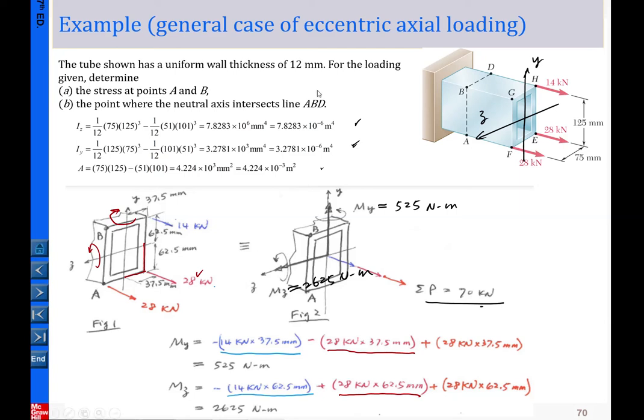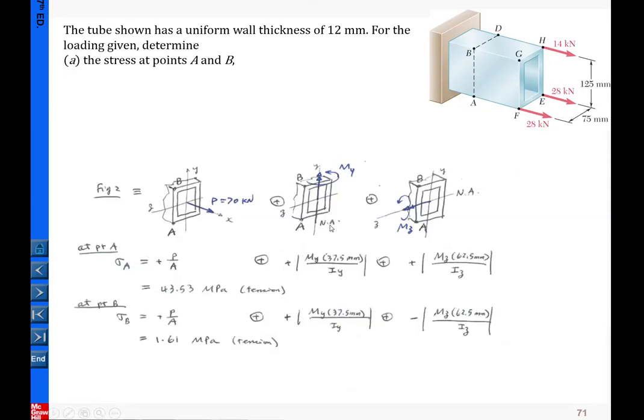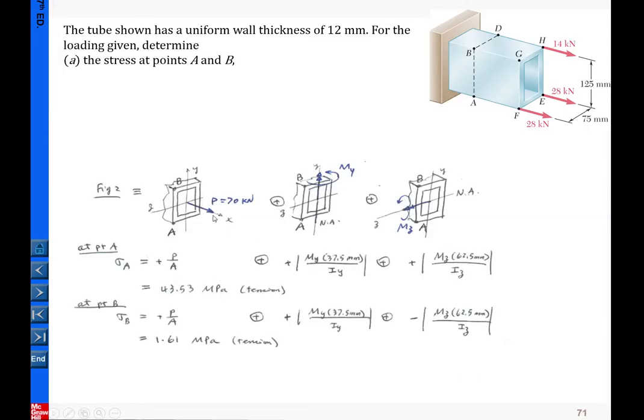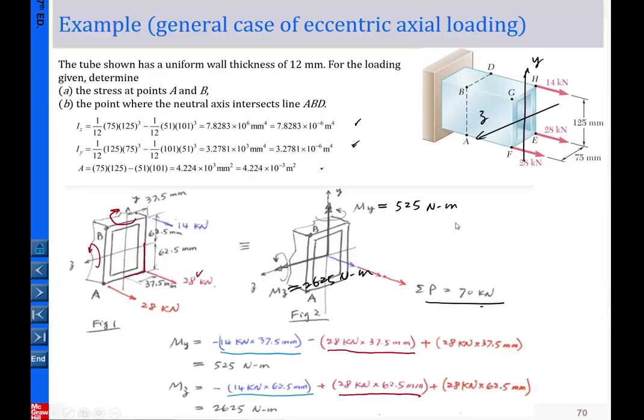First one, how to determine the bending stress. For figure 2, which is our figure 2 here, in total we have three kinds of loading: axial loading and bending in My and Mz. This is a combination of the axial loading, which we learned in chapter 2, and My and Mz, which is the unsymmetric bending from the previous section. So here we decompose into the axial loading and the individual bending, My equal to 525 and Mz equal to 2625. Let me double check. Yes, 2625.